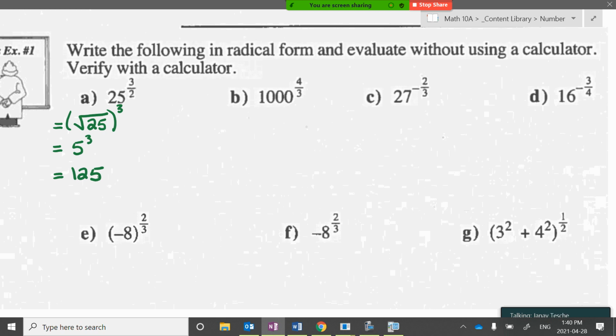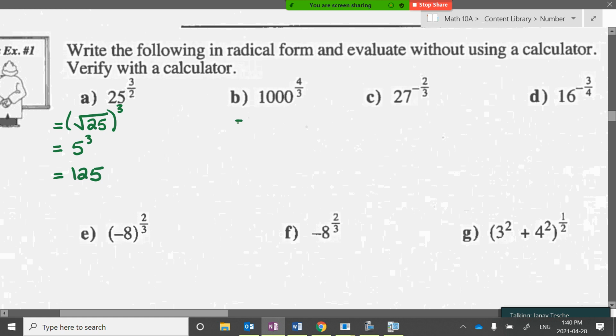1,000 to the power of 4/3. So this is going to become the cubic root of 1,000, and then that answer to the power of 4. Cubic root of 1,000 is just 10. 10 to the power of 4 gives us 10,000.